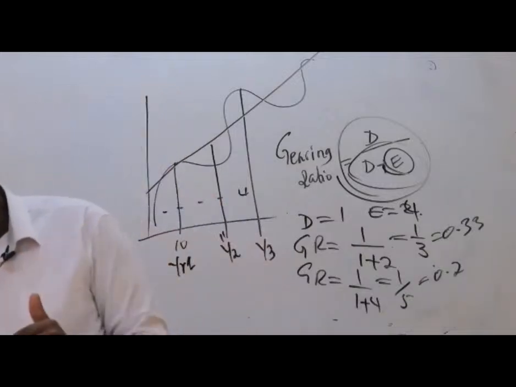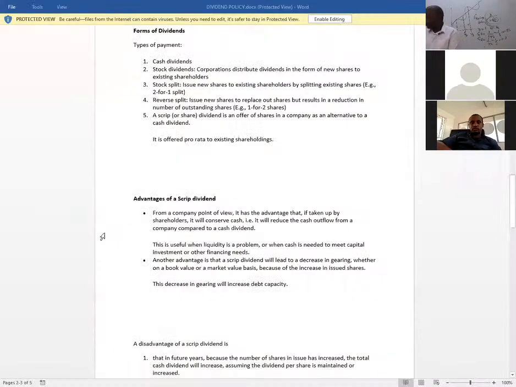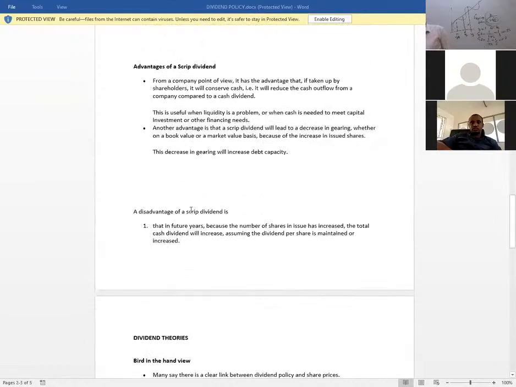So these are things we are supposed to know. So we are told, ladies and gentlemen, the first advantage here is that we are conserving what here? We are conserving cash. The second advantage is about what here? Decrease in gearing.